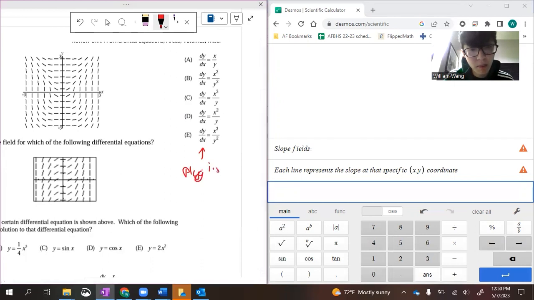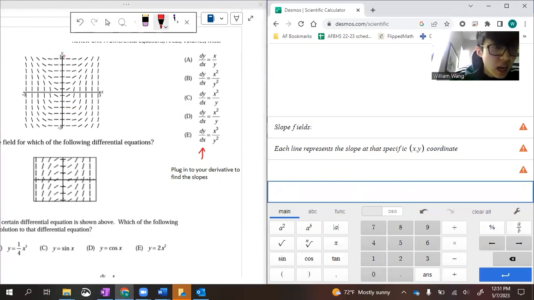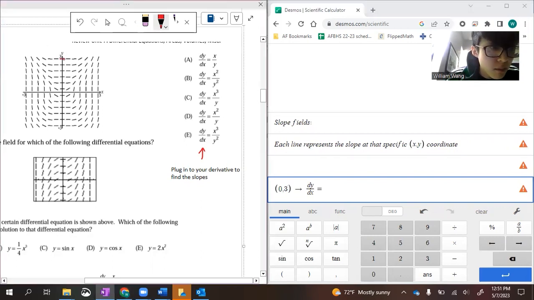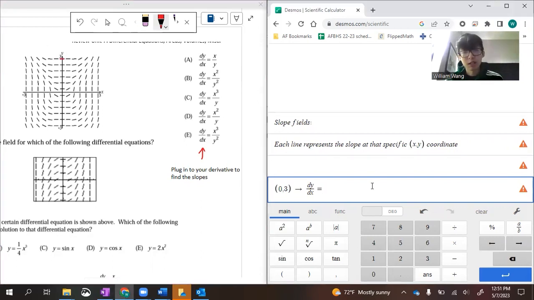Plug into your derivative to find the slopes. Okay, so let's try an example here. I would look at my graph here, and I'm going to plug in the point at 0, 3, and I expect my dy over dx to be equal to, well, notice at 0, 3, my line here is flat. So I expect my dy over dx to be equal to 0.